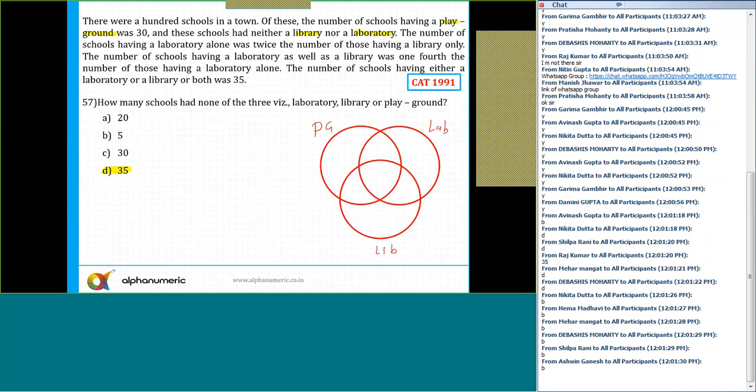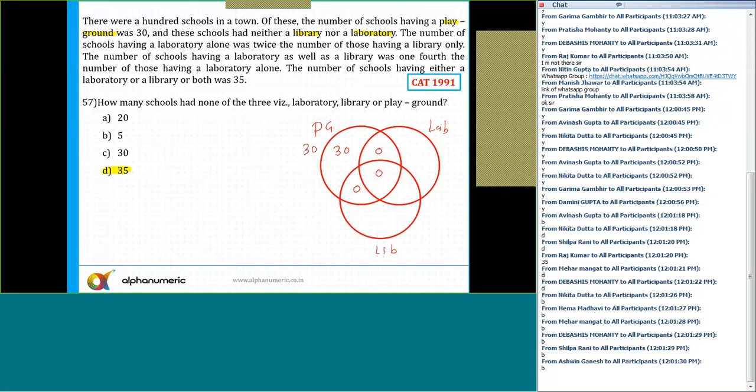Okay. So it says the number of schools having a playground was 30, and these schools have neither a library nor a laboratory. It means only playground equals 30, because they don't have a library or a laboratory. The number of schools having a laboratory alone, and the total is also 30. Out of these 30, none of them has a library or laboratory. So you can put 0, 0, and 0 here.